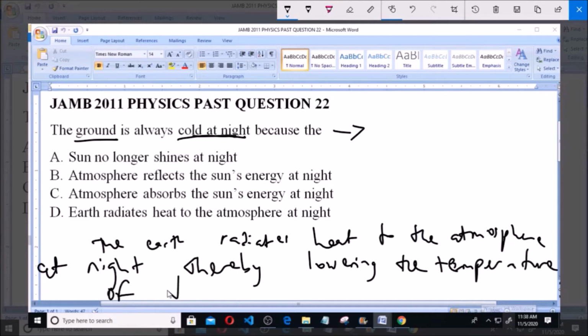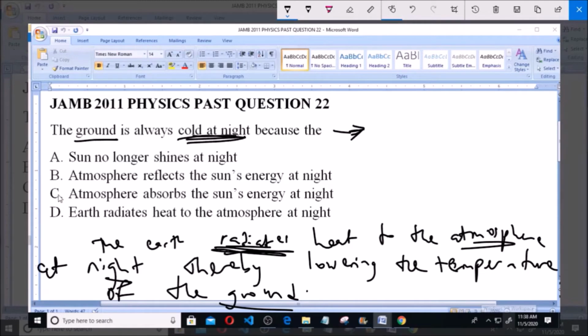of the ground. So of course during the daytime the ground would be heated by the sun's energy or the heat from the sun. However, at night, due to the process of radiation, that is transfer of heat without an intermediate medium, the earth would radiate that heat to the atmosphere during the night. So as it radiates the heat to the atmosphere, the temperature of the ground decreases, and hence the reason why the ground is cold at night.